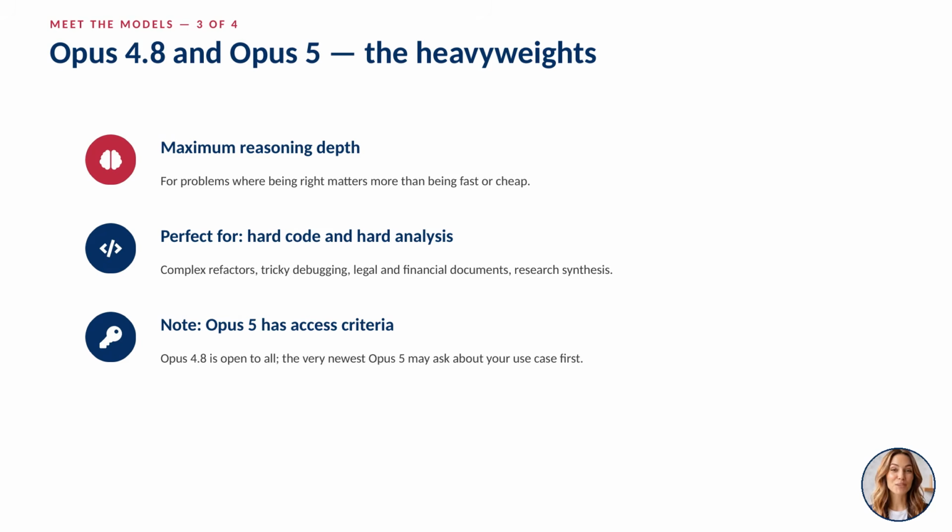Third, the heavyweights, Opus 4.8 and Opus 5. This is maximum reasoning depth for problems where being right matters far more than being fast or cheap. Think complex code refactors, tricky debugging, dense legal or financial documents, or synthesizing a pile of research into a real answer. One practical note, Opus 4.8 is open to everyone, but the very newest Opus 5 has some access criteria. AWS may ask about your use case before enabling it. For most teams, that's a quick form, not a roadblock.